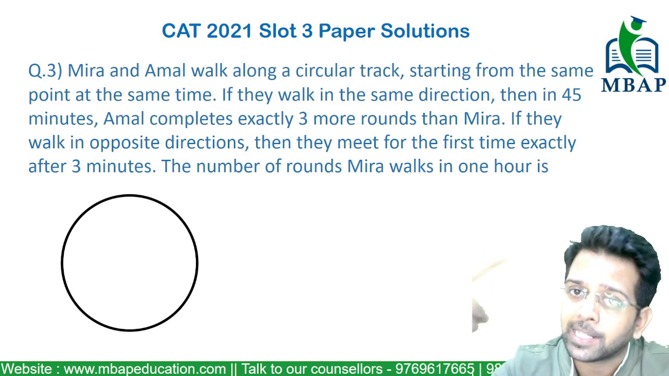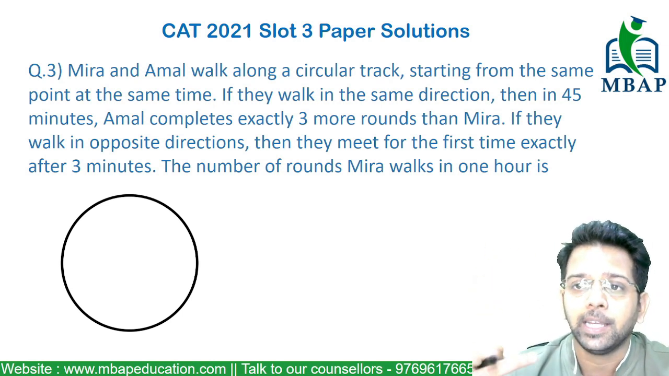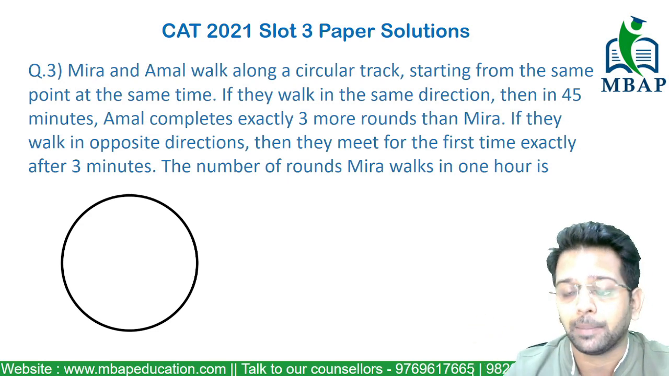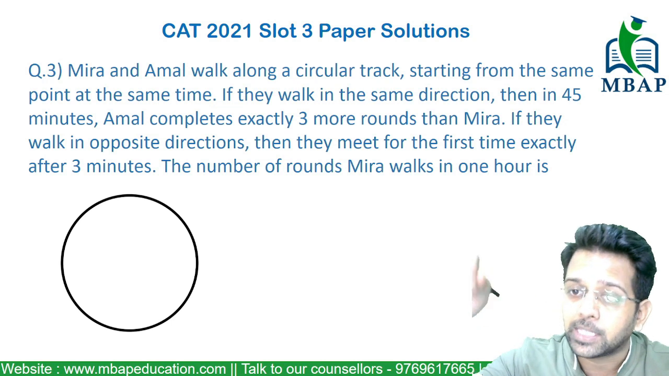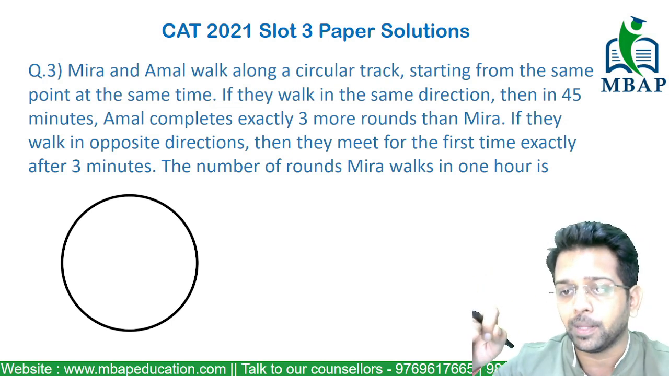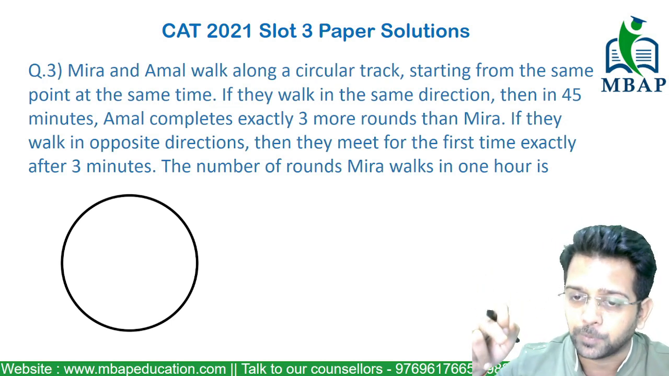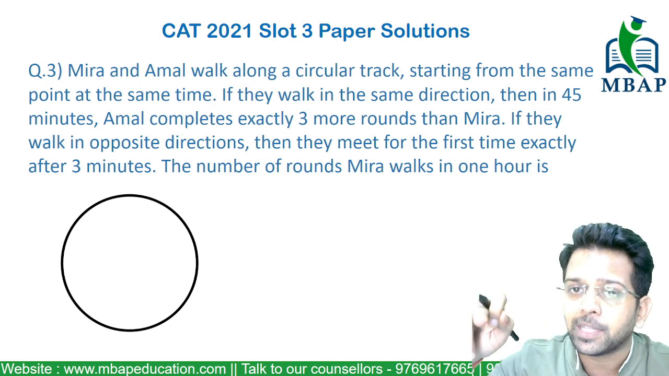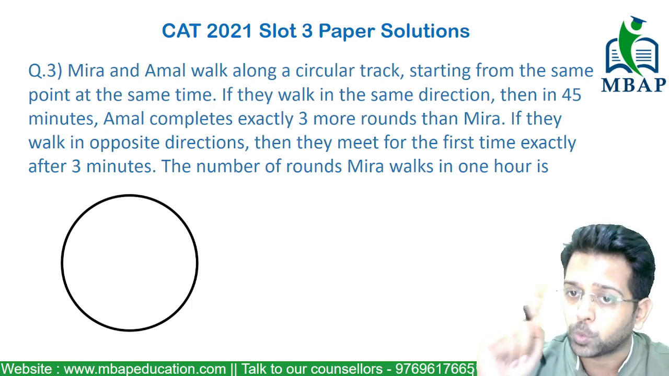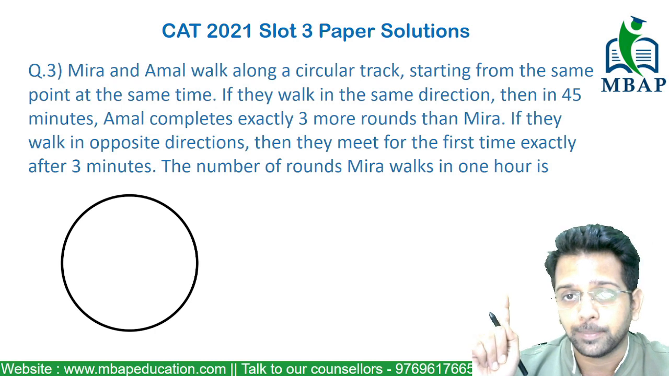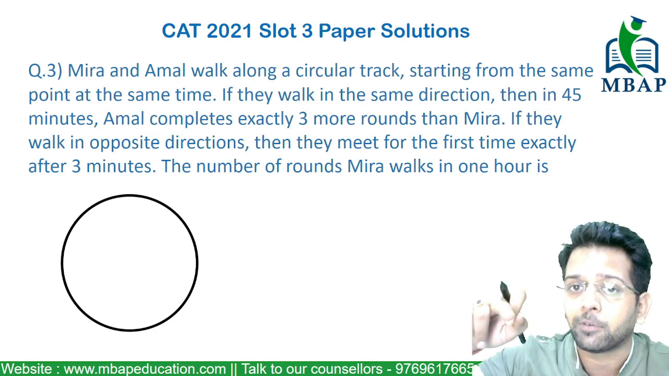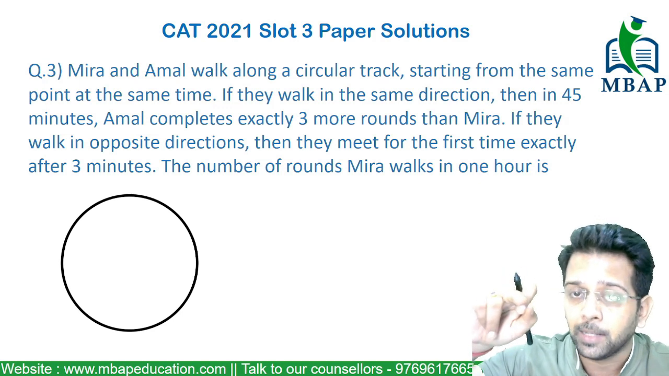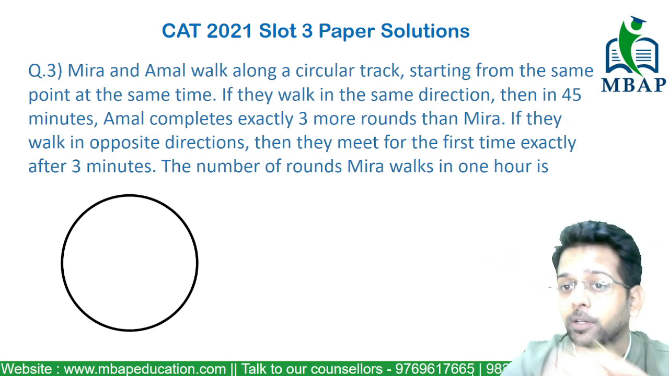The first instance is slightly bit more confusing. They are saying in 45 minutes, Amal completes 3 more rounds than Mira. Now the scene is when 2 guys are moving in the same direction. I repeat, when 2 people are moving in the same direction, when the difference between the laps covered by both of them is 1, then they meet for the first time. Which means, if the difference between the laps covered by Amal and Mira is 3, then they are meeting for the third time.